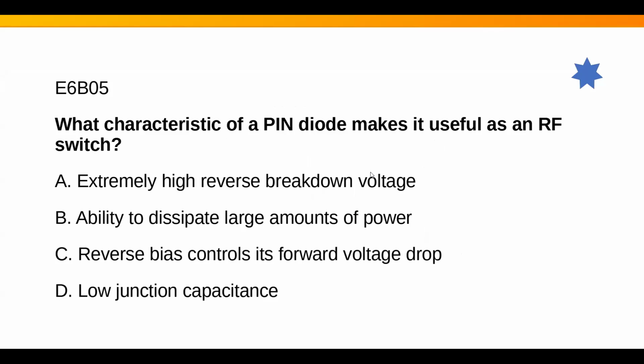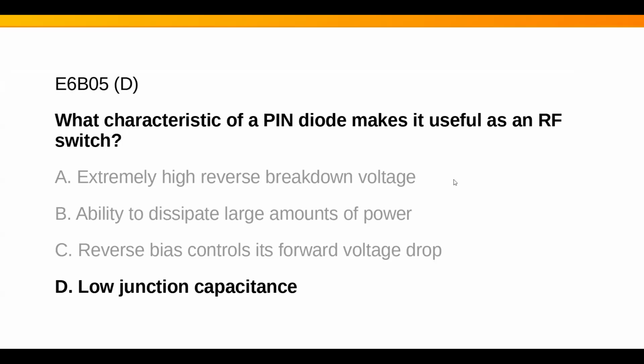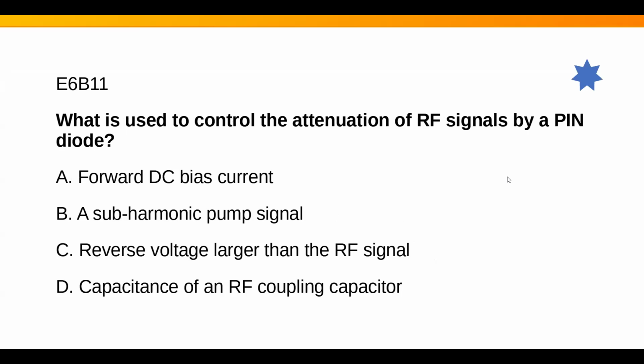Pure silicon, unadulterated, undoped silicon. What characteristic of a pin diode makes it useful as an RF switch? Low capacitance. Because at high frequencies, if you have capacitance, you've got conductance. What is used to control the attenuation of RF signals by a pin diode?